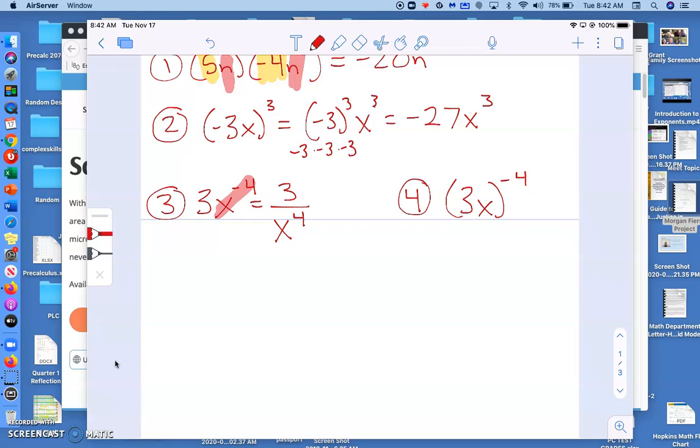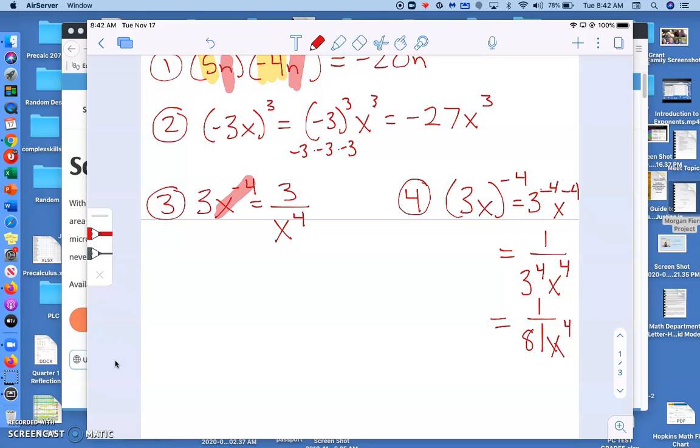It just is, it stays on the numerator. The x is the one that switches. Where if we look at the next one, we can think about it, like I always think parentheses first. So this is 3 to the negative 4, x to the negative 4. So they're both negative exponents, so they'll both move. And then 3 to the 4th, 3 times 3 is 9, times 3 is 27, times 3 is 81. So we have 1 over 81x to the 4th.